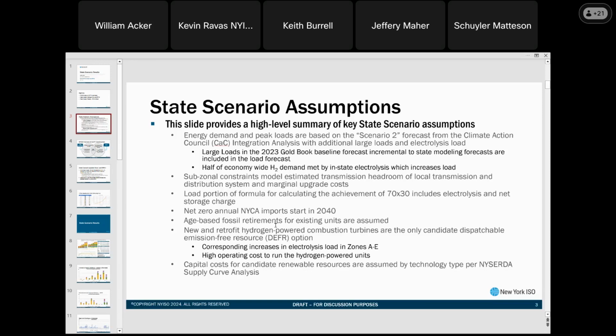And then for the hydrogen-powered combustion turbines that are our candidate DFERs in the capacity expansion model, these units will add a corresponding electrolysis load as they use generation in zones A through E. So there's a tie between the use of hydrogen and an increase in electrolysis load. But just to note that these units have a very high operating cost to run, and we can see the impact of that within the results. And then finally, the capital costs for the resources that we have by technology come from the NYSERDA supply curve analysis. So hopefully that's just a review for most people, but I wanted to make sure the assumptions were clear for everyone.